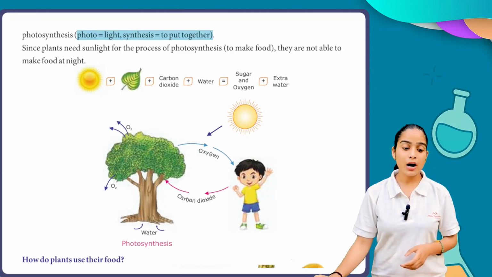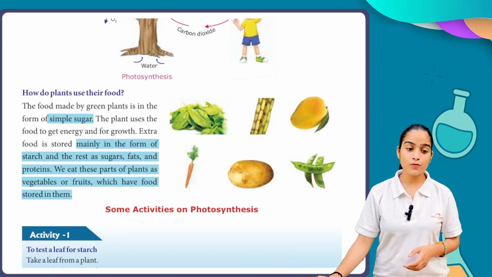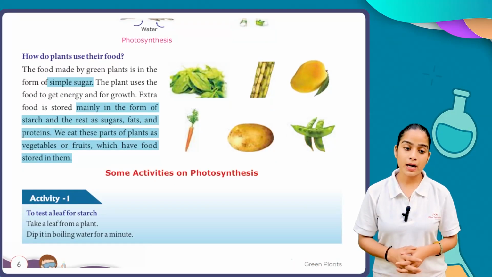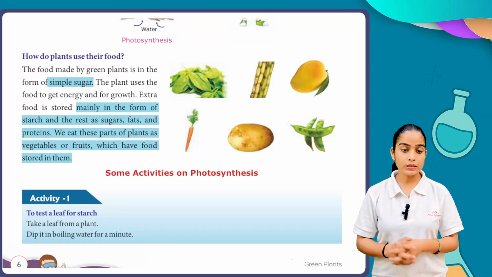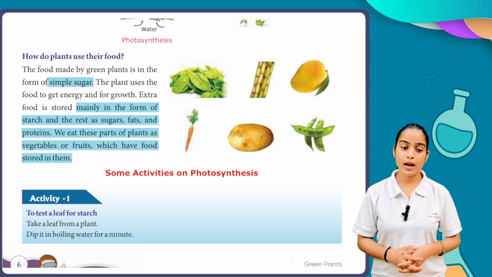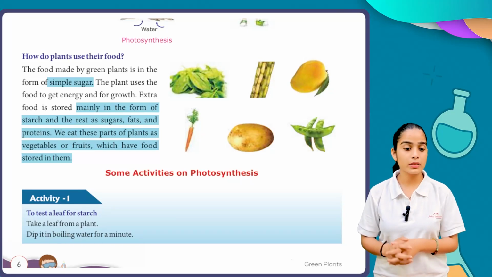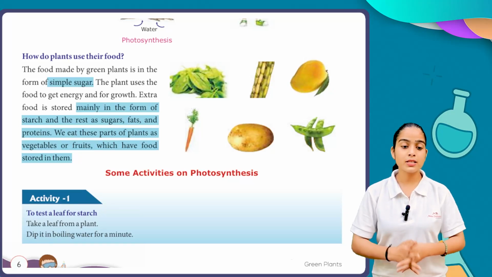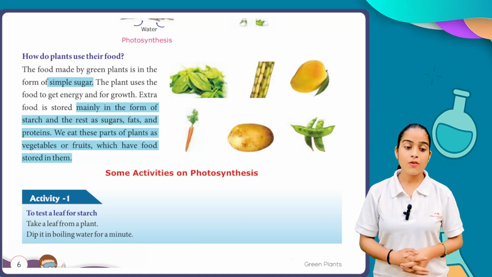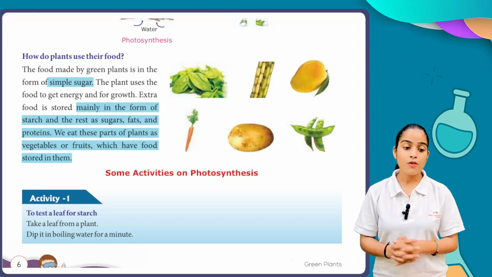Next, how do plants use their food? The food made by green plants is in the form of simple sugar. The plants use the food to get energy and for growth. Extra food is stored mainly in the form of starch, and the rest as sugars, fats and proteins. We eat these parts of plants as vegetables or fruits, which have food stored in them.